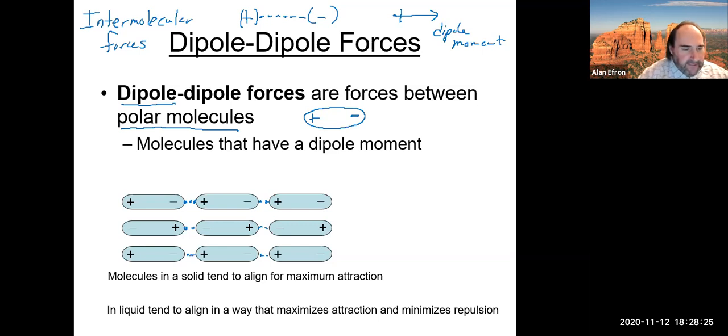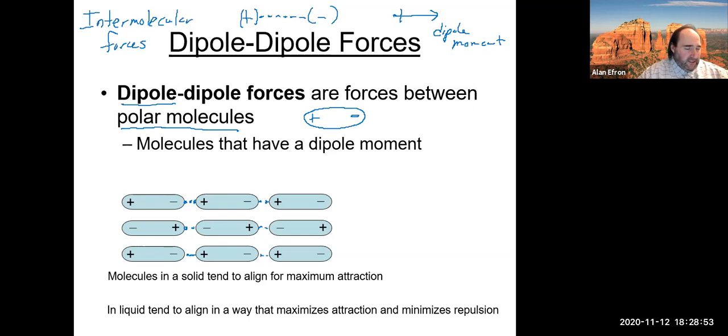When they come together in the solid phase, they try to maximize the attractive forces and minimize the repulsive forces. What that means is as they come together in the solid phase, they keep moving around, twisting and stuff like that, until they can maximize the areas where there's positive guys near negative guys and really try to minimize any positives near positives or negatives near negatives.